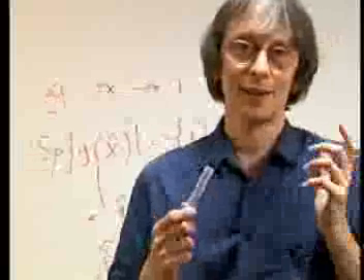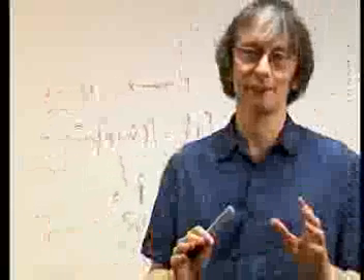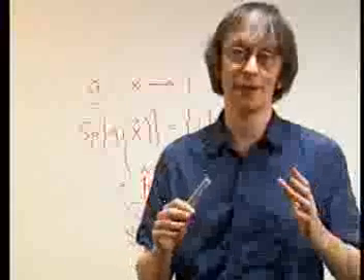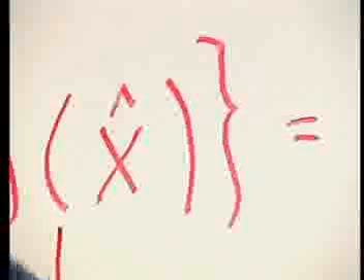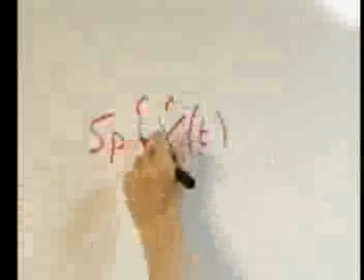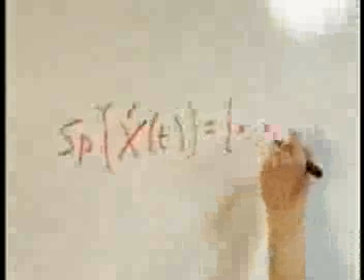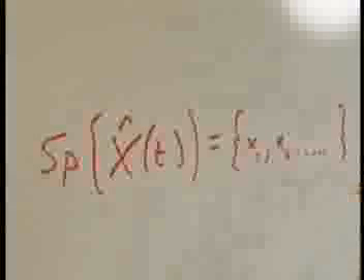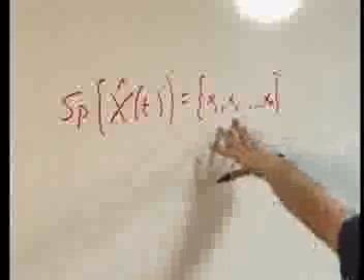I said that the spectrum of an observable is part of the system's invariant identity. We can express this invariance in an algebraic way. Let the values in the spectrum of some observable x of t be x1, x2, and so on up to xn. These values don't change with time.